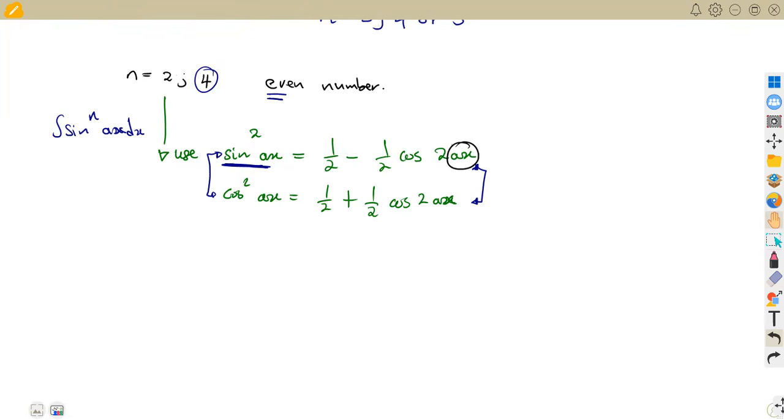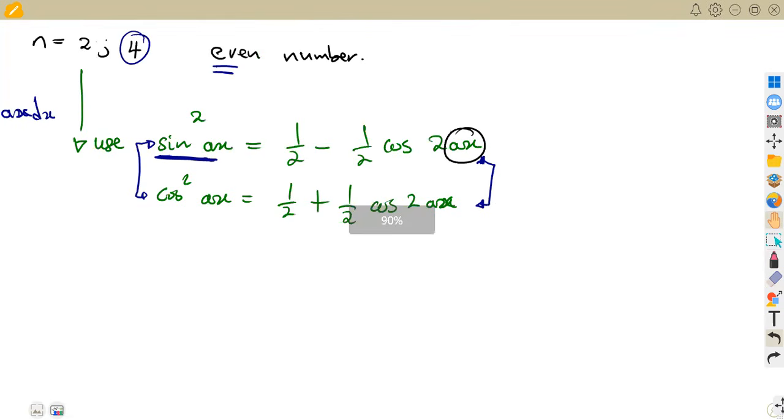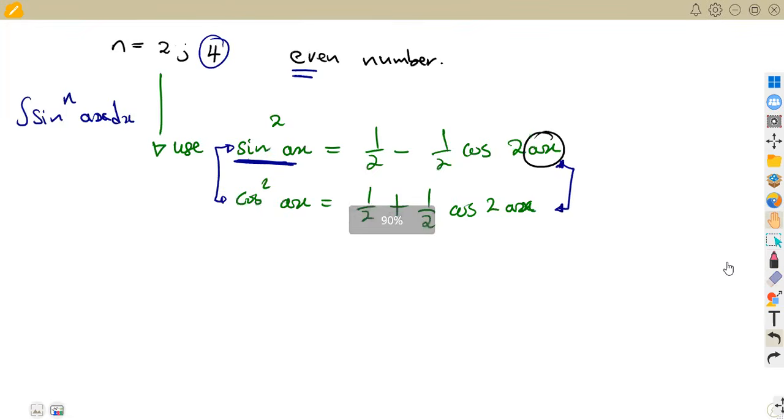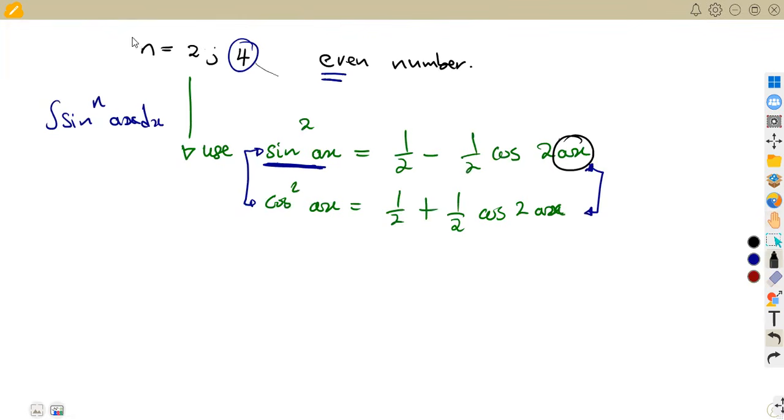All right. So this was our first condition, if these are even numbers. So the second condition is of n is equal to 3 or n is equal to 5, when we are dealing with odd powers, which is odd numbers. Whenever n is an odd number, we are working with n is equal to 3 or n is equal to 5. This time, you're going to use this identity.